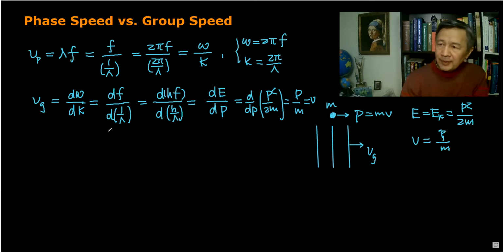However, let me discuss this in more detail. The group speed is not associated with a single wave. How can we observe the group speed rather than the phase speed? Then we have to introduce the concept called wave packet.